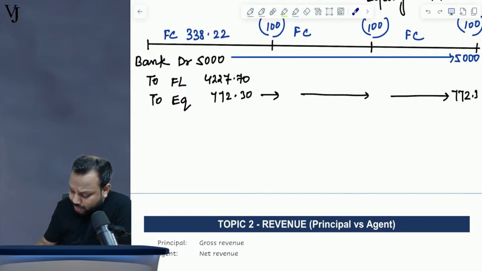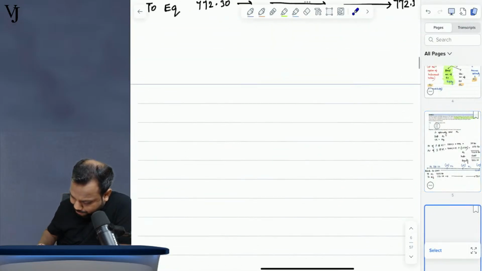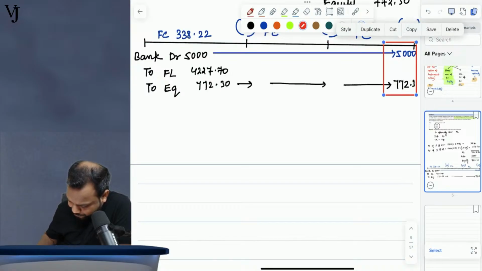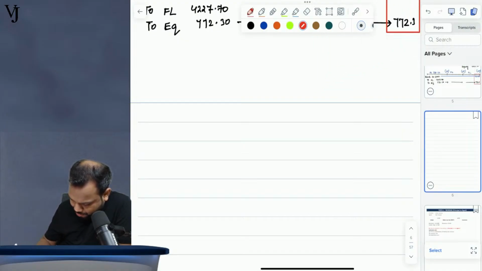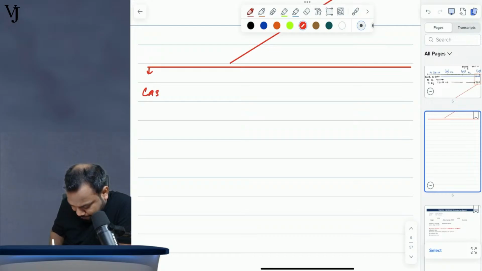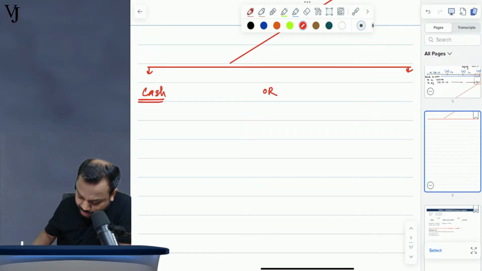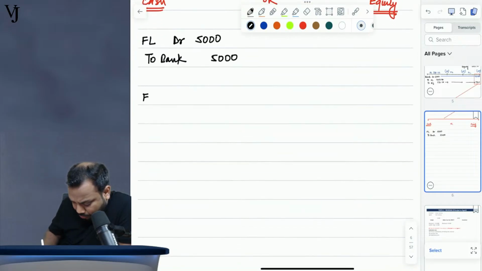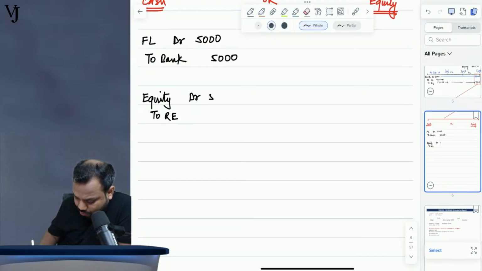Now if the instrument holders are asking for equity, then what we will do? Let's suppose I'll add a page and write here on this date. If the instrument holder asks for cash, or if the instrument holder asks for equity shares, how are we going to do the accounting? If they ask for cash, we'll simply say FL account debit 5,000, to bank 5,000, plus equity will be transferred to retained earnings 772.3.